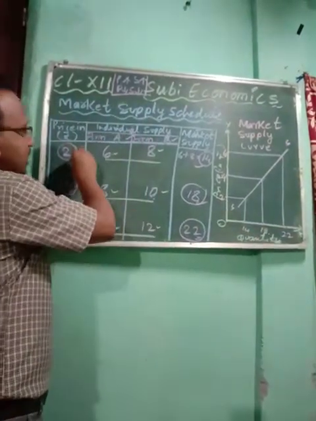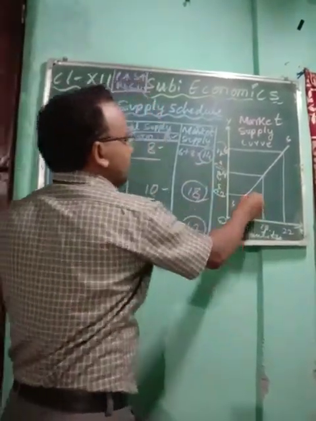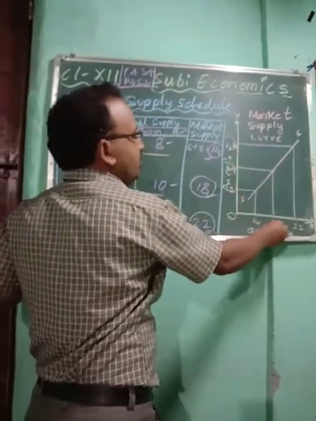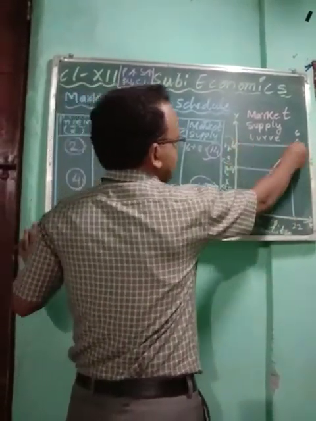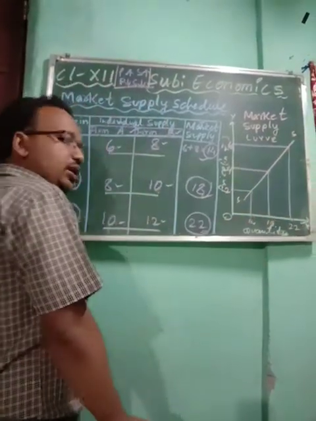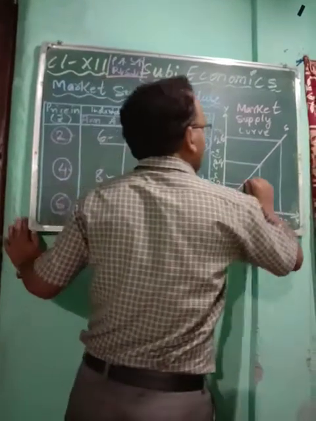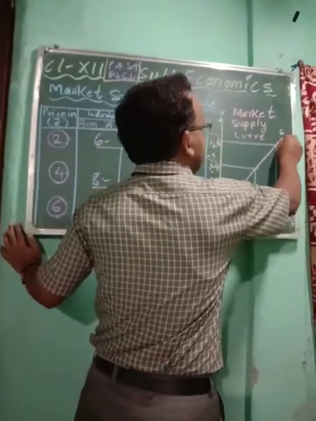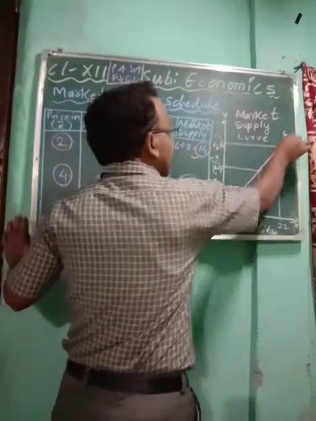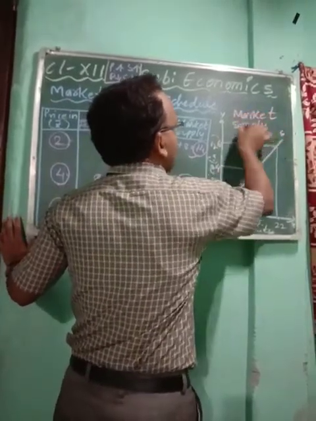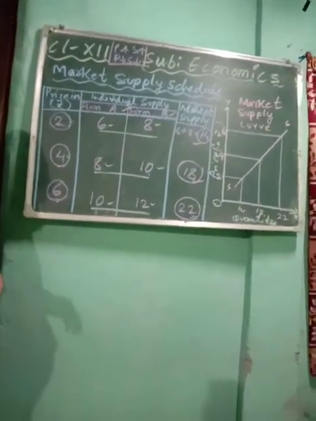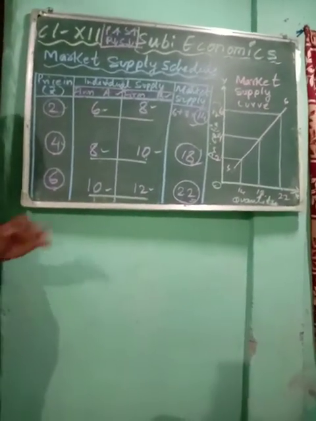Okay, now when price is 2, you see quantity supplied in the market is 14. When price is 4, the quantity supplied increased to 18. When price is 6, the quantity supplied increased to 22. Okay, draw it, and draw the curve joining the points between the x-axis and y-axis. Since it is a supply curve, you write SS. At the top you can write market supply curve. It is completely ready.